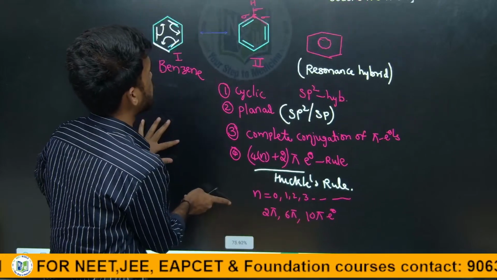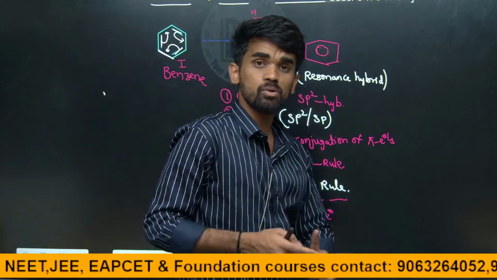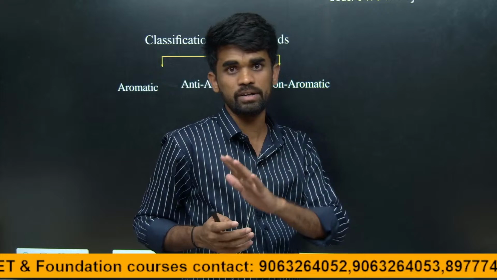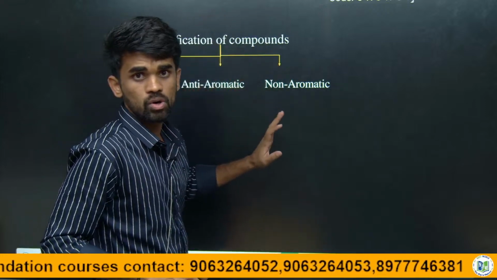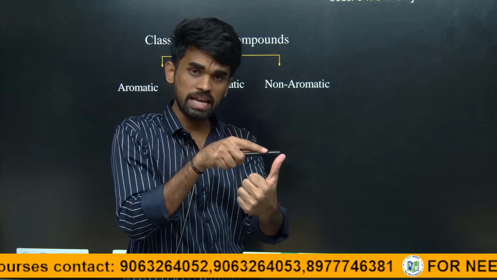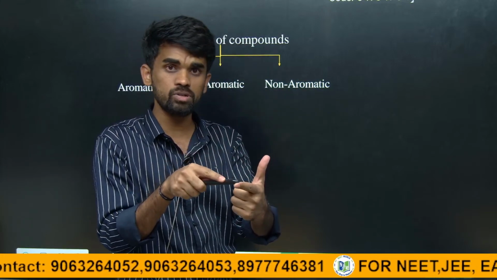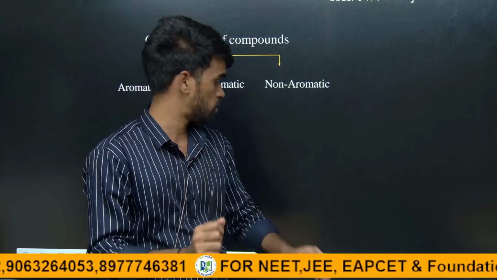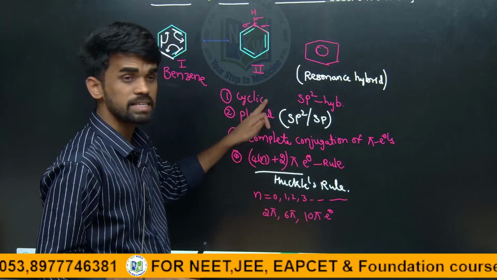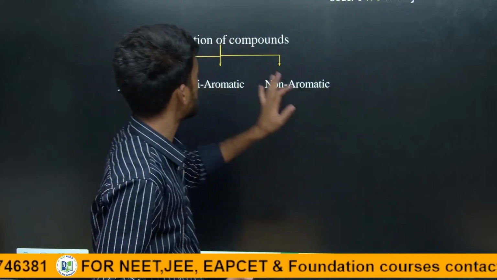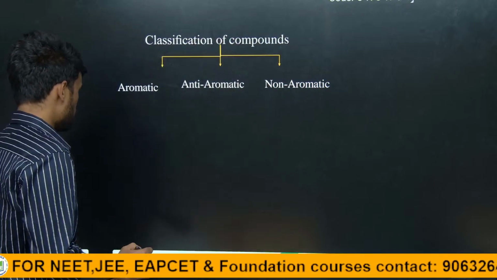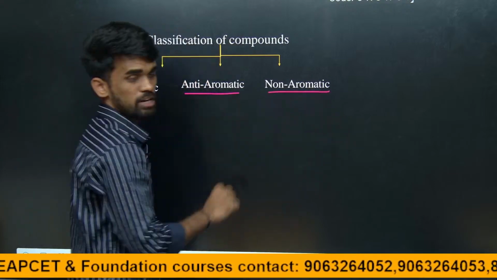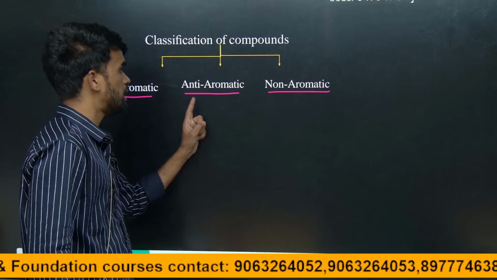I will tell you one more thing. As I told you, aromatic compounds are highly stable. Now let us classify organic compounds into different categories. We know they can be cyclic or non-cyclic. Aromatic compounds are possible only for cyclic forms, since the first condition is the cyclic form. In the classification we have 3 types: aromatic, anti-aromatic, and non-aromatic. So what exactly are aromatic, anti-aromatic, and non-aromatic?